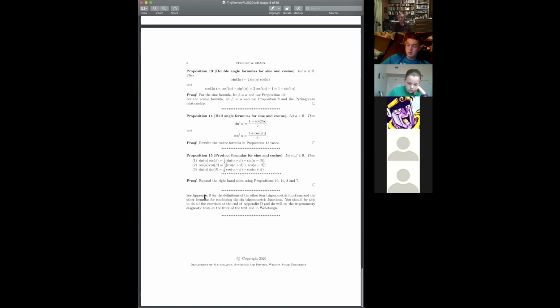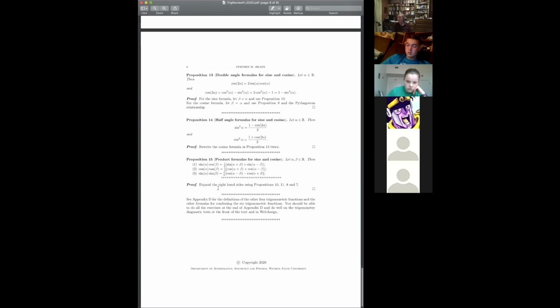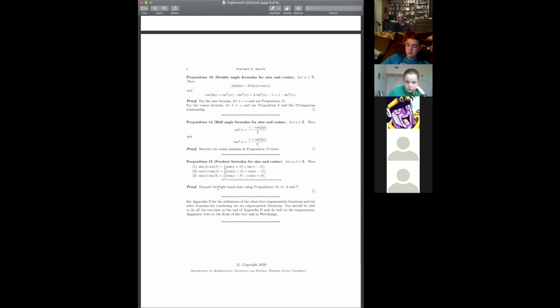One place is in Appendix D. The other place is in this handout, which will be on Blackboard, hopefully corrected by a little bit after the class today.